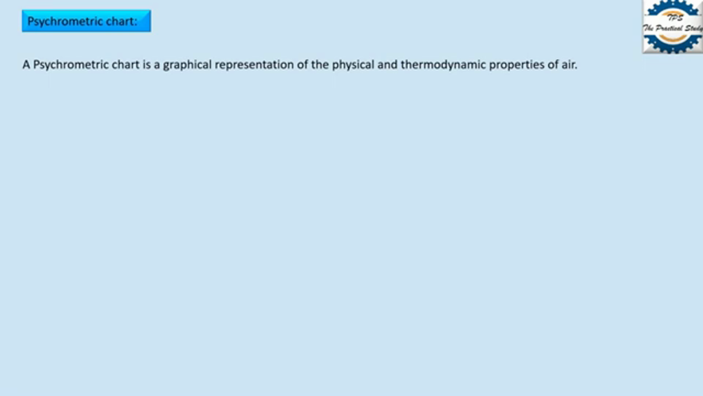If you are going to do air conditioning, then you have to change the properties of air. And if you want to change the properties of air, then you must know how to measure the properties of air. So the psychrometric chart is used to measure the properties of air. The following parameters are plotted on this chart.